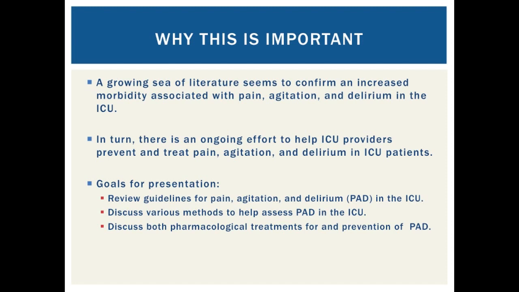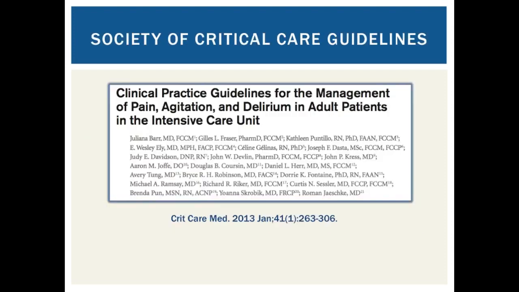So today's goals, quickly: we're going to review some of the guidelines for pain, agitation, delirium in the ICU. You'll see it referred to often as PAD. We're going to discuss some methods to help assess these topics, and we're going to discuss some treatment methods and prevention for PAD. All right. We're going to be leaning heavily on the 2013 Society of Critical Care Medicine guidelines here. This is the citation. If you want to go to the article, I would suggest taking a look at it. There's a nice executive summary, I believe.